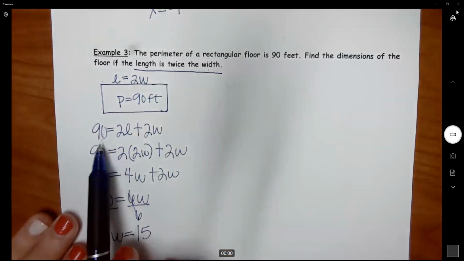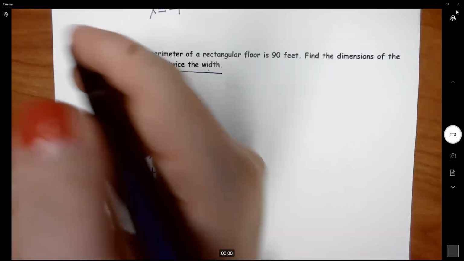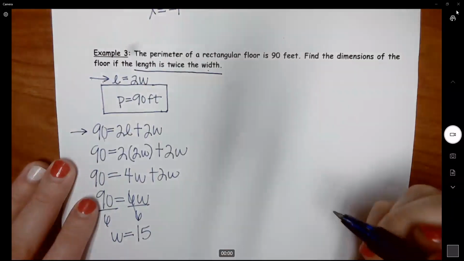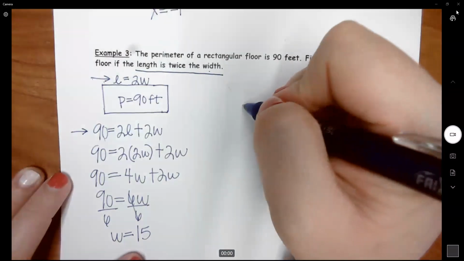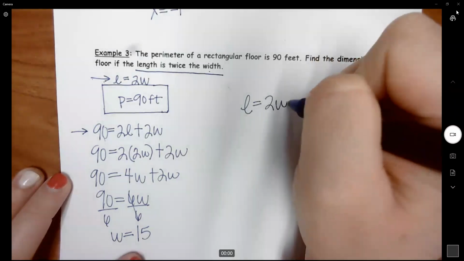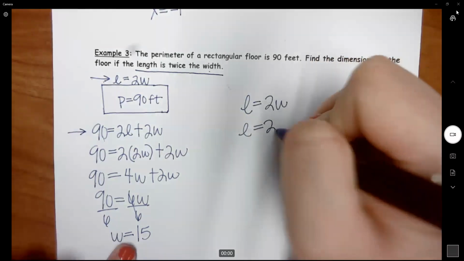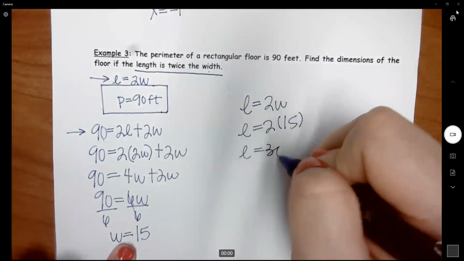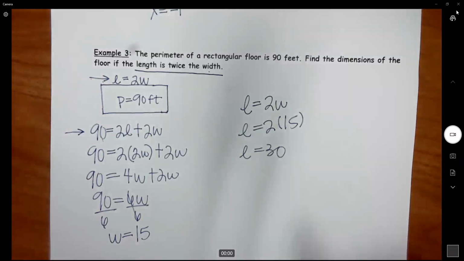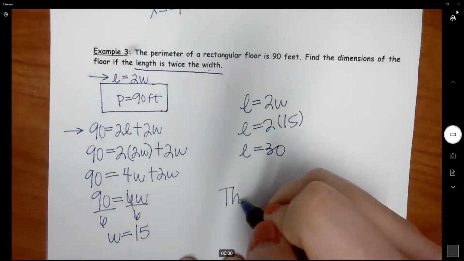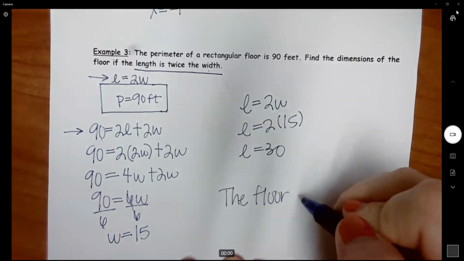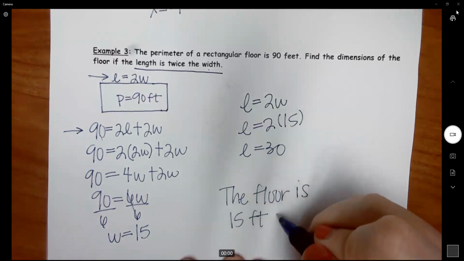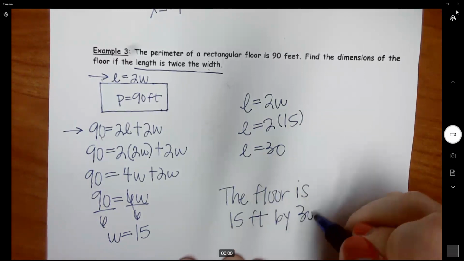So now substitute it back in. We can substitute it into this first one here, or this one, and that one's going to be easier. So if L equals 2W, then L equals 2 times 15. So my L is 30. So to find the dimensions: the floor is 15 feet by 30 feet.